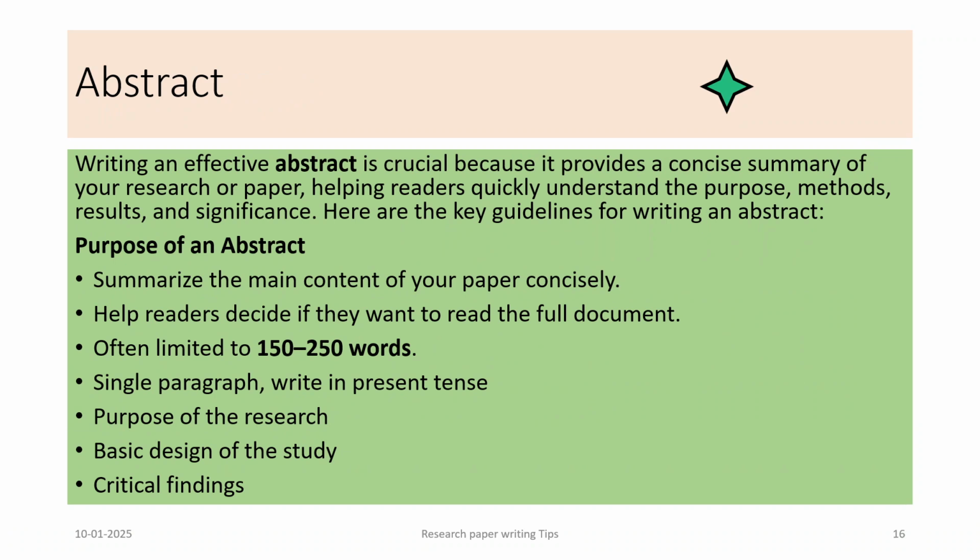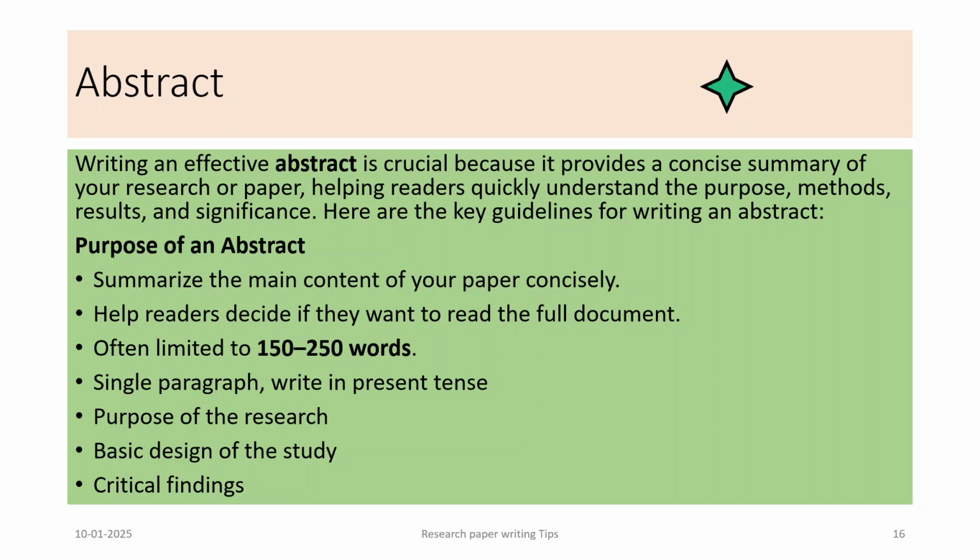Like that, how do you start writing an abstract? Writing an effective abstract is crucial because it provides a concise summary of our research paper, and it helps readers quickly understand the purpose, methods, results, and significance. Here are the key guidelines for writing an abstract. First of all, what is the purpose of an abstract? Summarize the main content of our paper concisely. What is the content in the abstract that you write down?